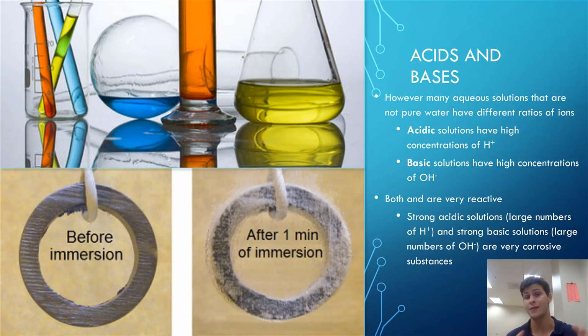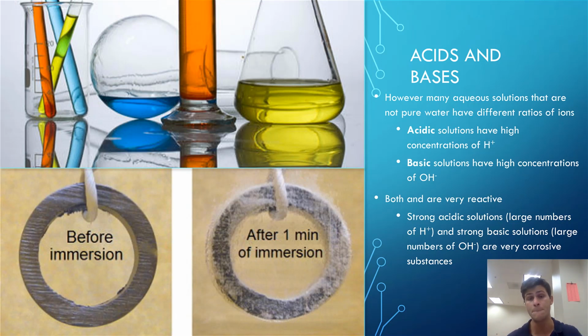So when a solution is acidic, that means that it has higher concentrations of hydronium, or that H+ ion, meaning that it has way more H+, or those protons, in the water than it does that hydroxide ion, that OH-. However, basic solutions have way more OH- ions than they do H+. So whether it has too much H+ or too much OH- fundamentally determines whether a solution is acidic or whether it's basic.